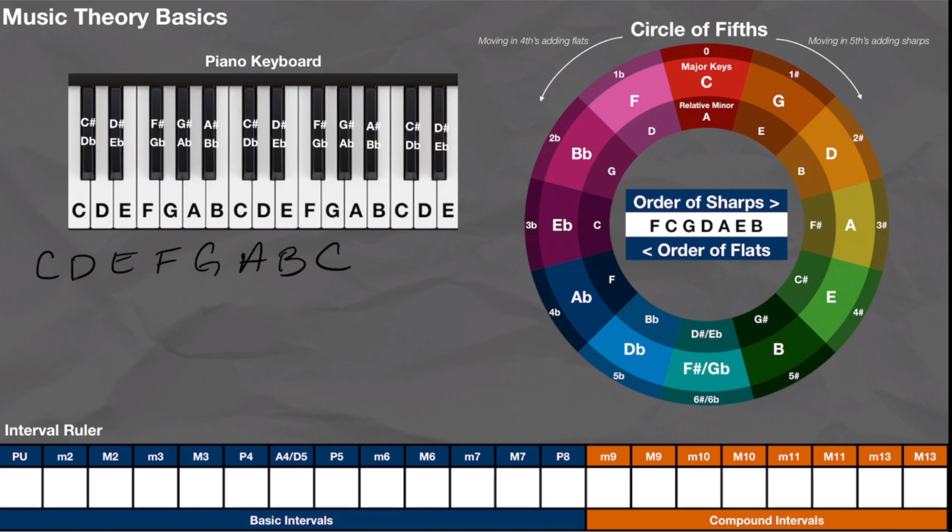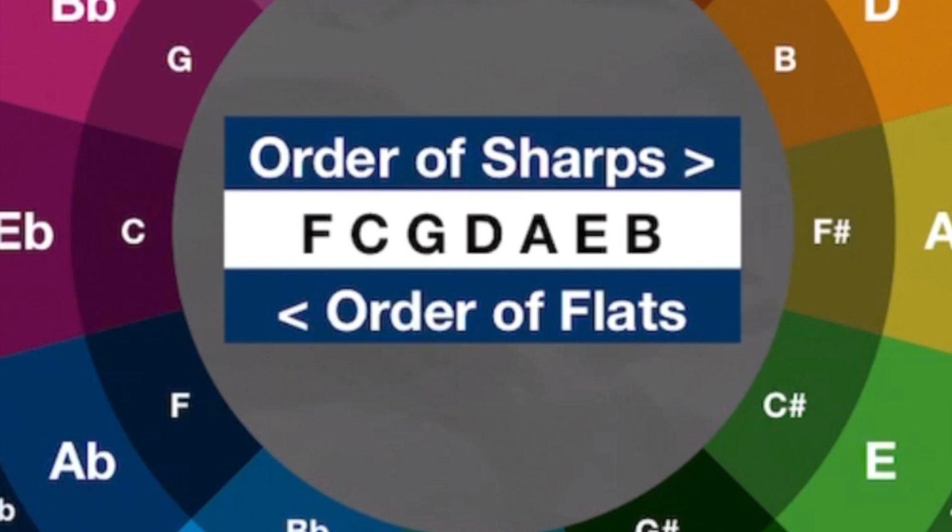Let's do it with G. I'm going to write the letters out from G to G. G, A, B, C, D, E, F, and G. The key of G has 1 sharp in it, okay? But how do I know which note to sharp? If you look in the middle of the circle of fifths, I have an order of sharps with an arrow pointing to the right and an order of flats with an arrow pointing to the left, okay?